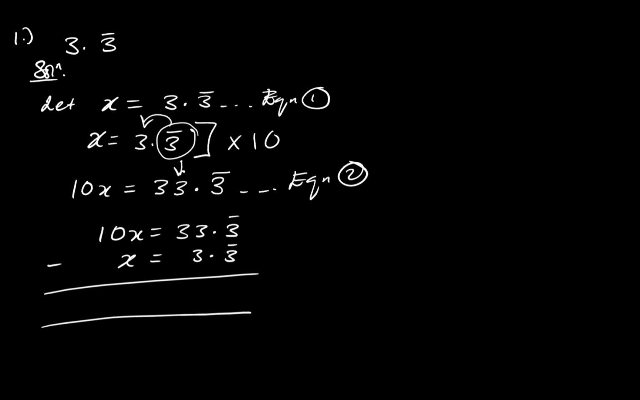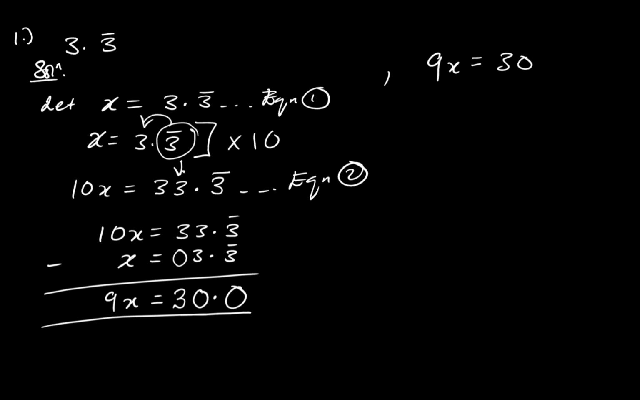So 10x minus x will give you 9x being equal to 3 bar minus 3 bar, this portion will give you 0. 0.3 minus 3, that's 0. So you have 30.0. Now, once you have 9x being equal to 30, all you have to do is solve the equation. Solve for x.